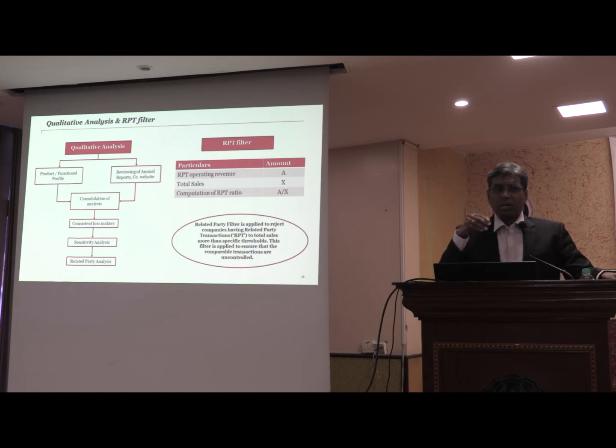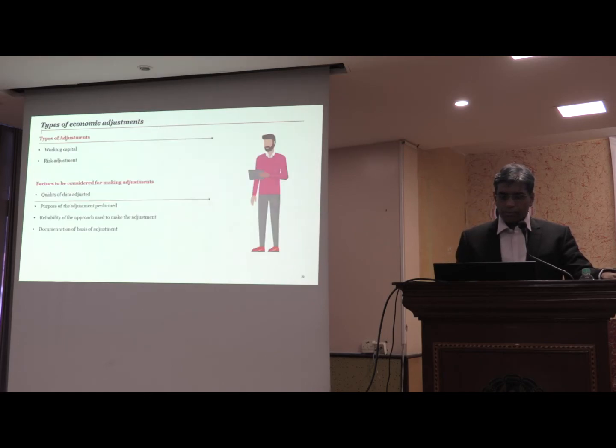Typically, the answer has likely settled at 15%, saying that any comparable company which is having 15% or more of related party transactions related to sales, you should not consider them as comparable because they have significant related party transactions. So these are aspects that one can look at as a guidance for determining the filters. We talked about economic adjustments.